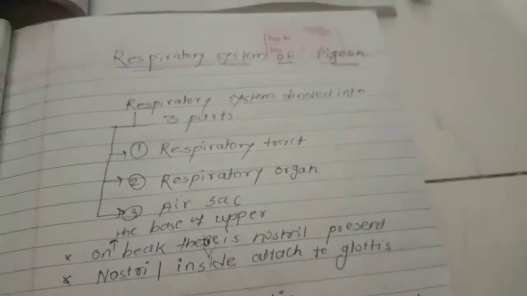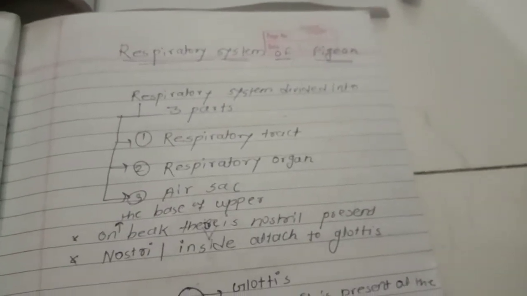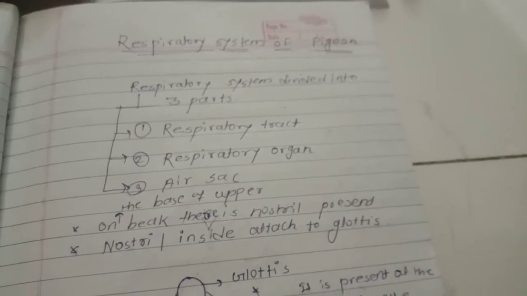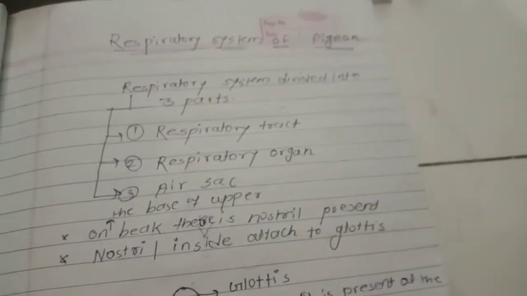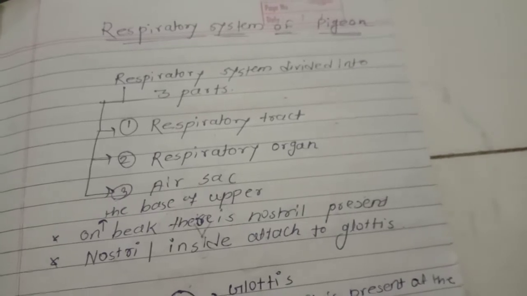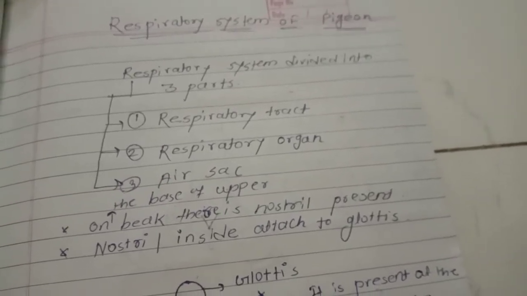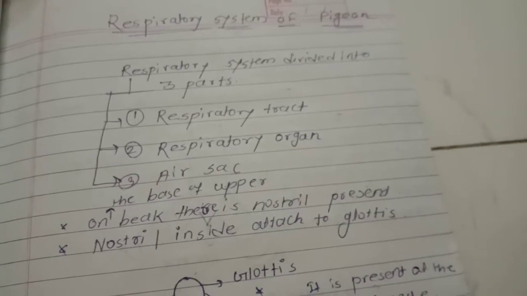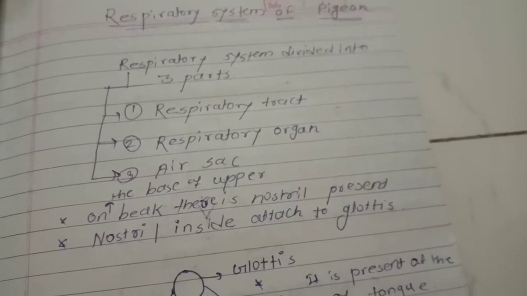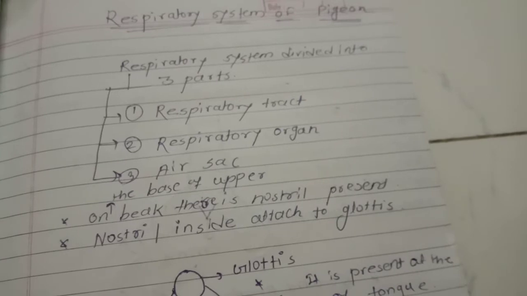So today we will study about the respiratory system of pigeon. The respiratory system is divided into three parts: respiratory tract, respiratory organs and air sac. So we will see one by one.